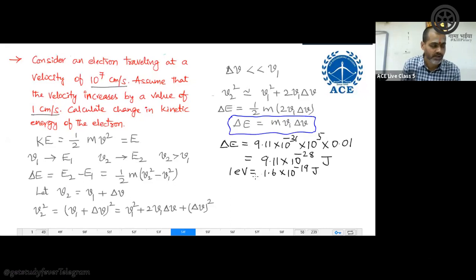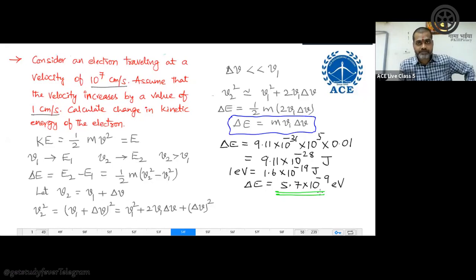So this value will give delta E is equal to 5.7 into 10 power minus 9 electron volts. So this is the answer that I am going to get finally: 5.7 into 10 power minus 9 electron volts. Hope I am clear. So simple mathematics I have used. Finally, this is what you are going to get.